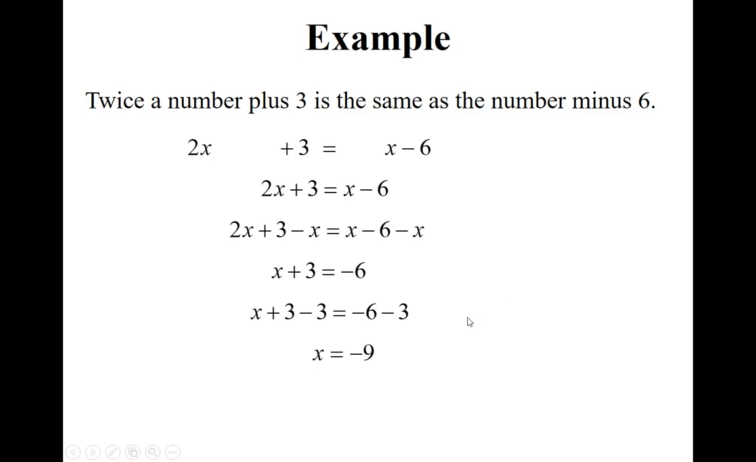And we can still check the same way that we normally do with just an equation that's not given as a word problem. Twice a number, twice negative 9 would be negative 18. Plus 3, negative 18 plus 3 is negative 15. Is the same as the number negative 9 minus 6, negative 15. Negative 15 is negative 15. This is true. We have the right solution.